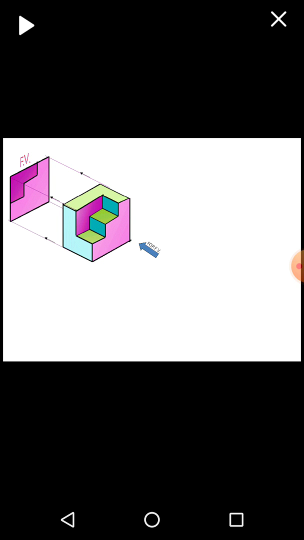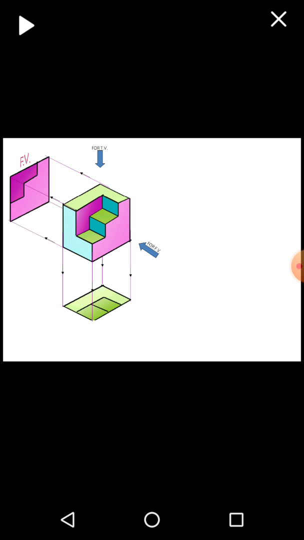Now the observer is looking from the top direction and we are taking the projection on the horizontal plane. When the observer is looking from the top direction, the object which is in the green color will be visible, and we will get the projection. The top view is like this.